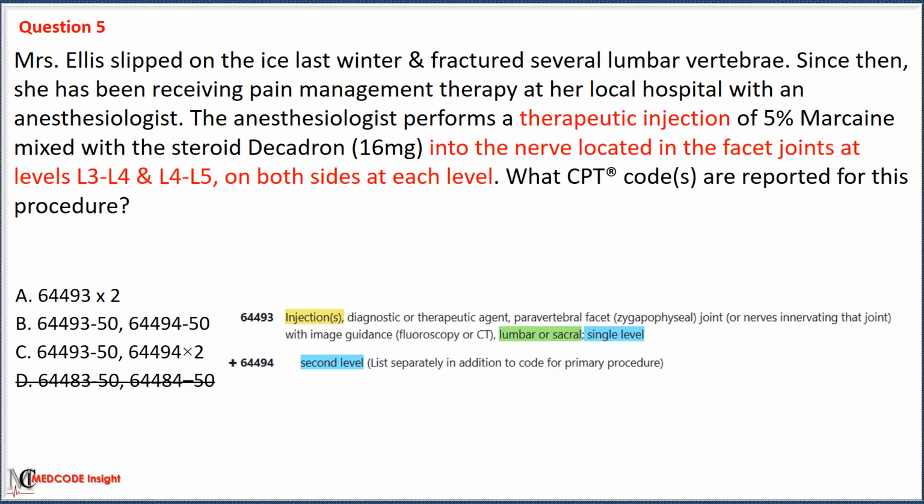There is no need to mention two units of the code 64493. We also eliminate option B with modifier 50 used with add-on code 64494. Although the scenario involves the bilateral procedure at both levels, we indicate the primary level with modifier 50. However, to indicate it for each additional level, instead of using modifier 50 with the add-on code, we must report it with two units. Therefore, the correct option is option C with code 64493 along with modifier 50 and 64494 into 2.